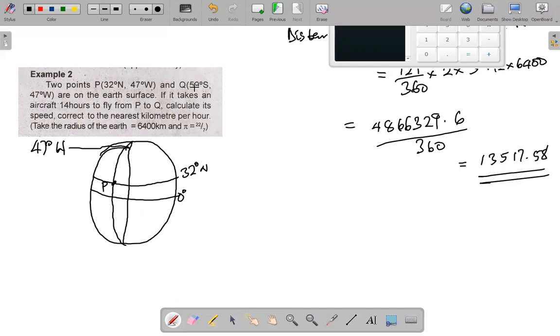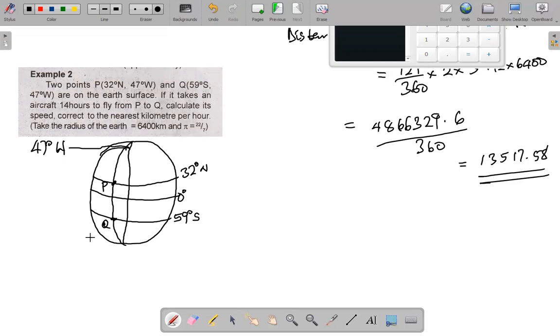Q on the other hand is 59 degrees south. South is below the equator. This is 59 degrees south. And the longitude is also 47 degrees west. So this is the longitude, 47 degrees west. So this is the point Q.